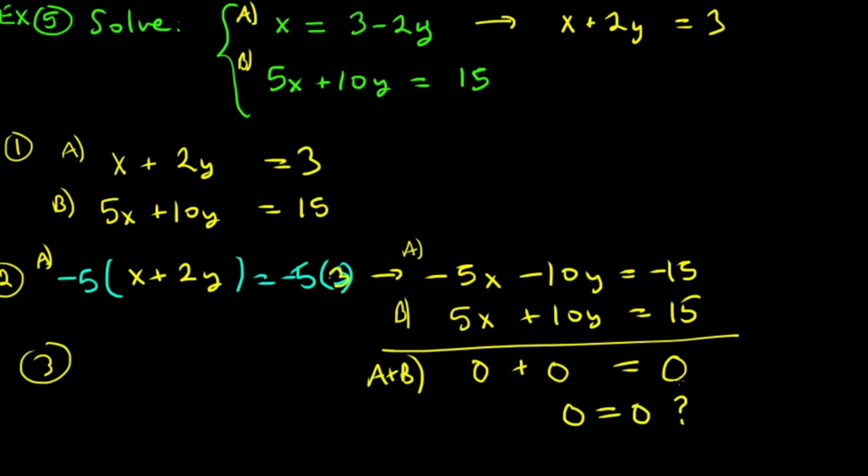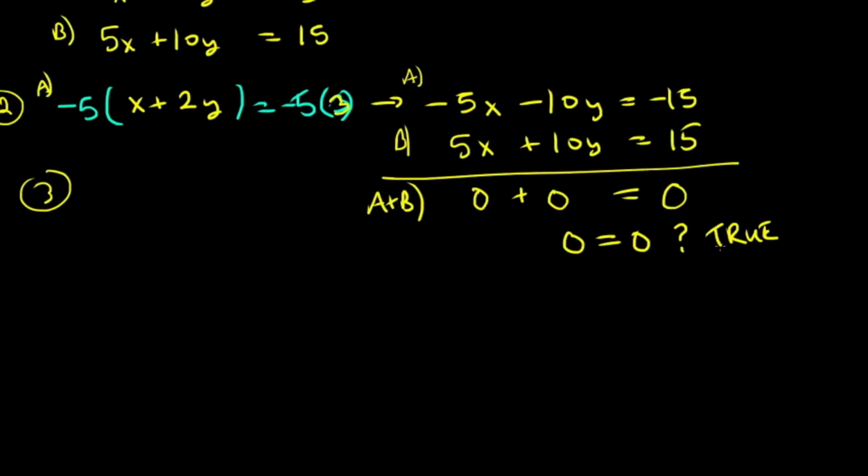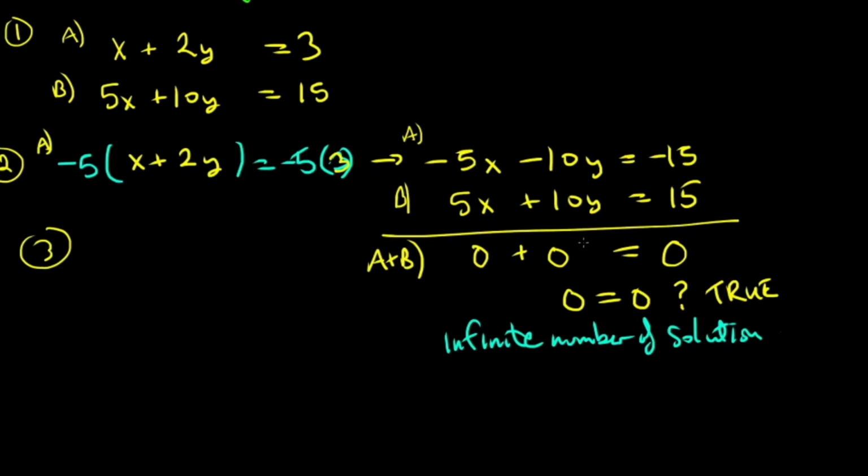Well, 0 does equal 0. This equation is true. No matter what x and y are, this equation will always end up being true. So what does that mean? No solution? Actually, it's quite the opposite. In this case, we have an infinite number of solutions. Everything on this line is a solution.